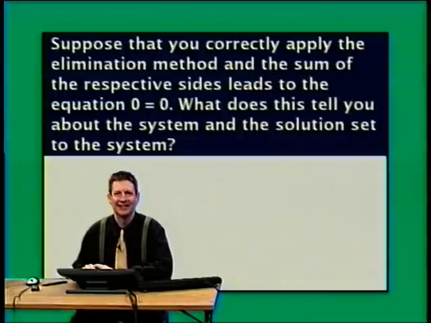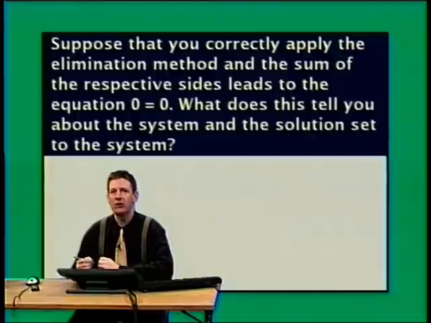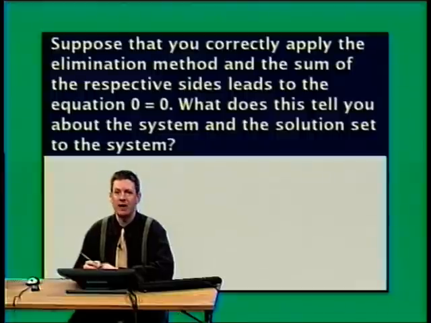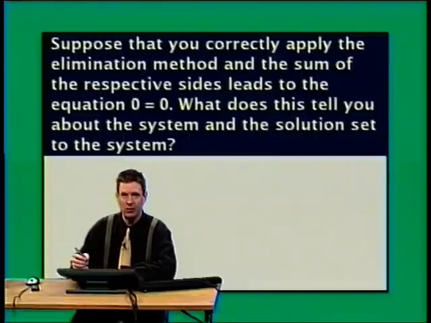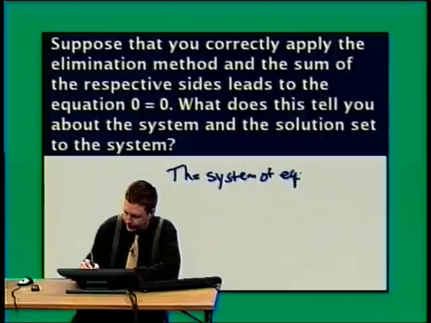Here's a wordy question. Suppose that you correctly apply the elimination method and the sum of the respective sides leads to the equation 0 equals 0. What does this tell you about the system, and what does it tell you about the solution set to the system? Well, when we encounter this 0 equals 0 or 5 equals 5 or number equals same number scenario, that's telling us that our system is what we call a dependent system of equations. So the system of equations is dependent.